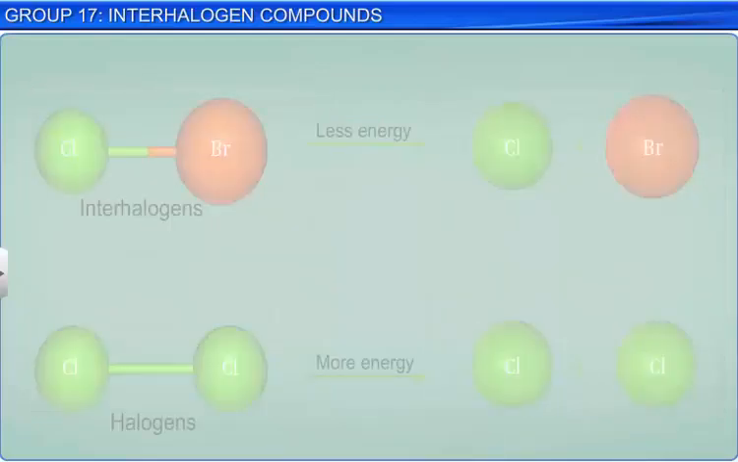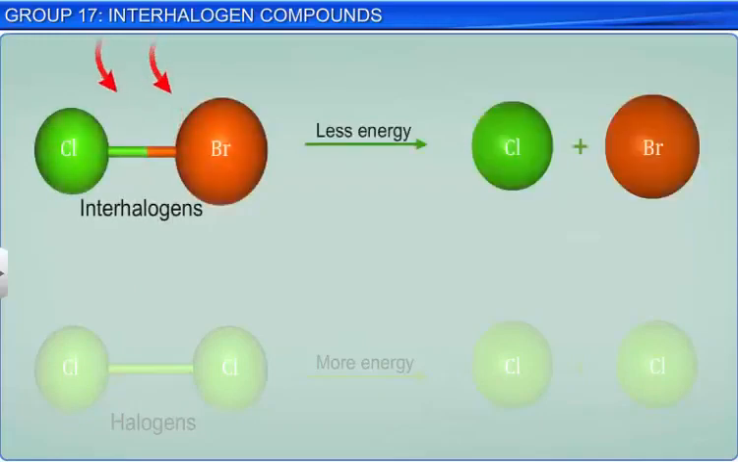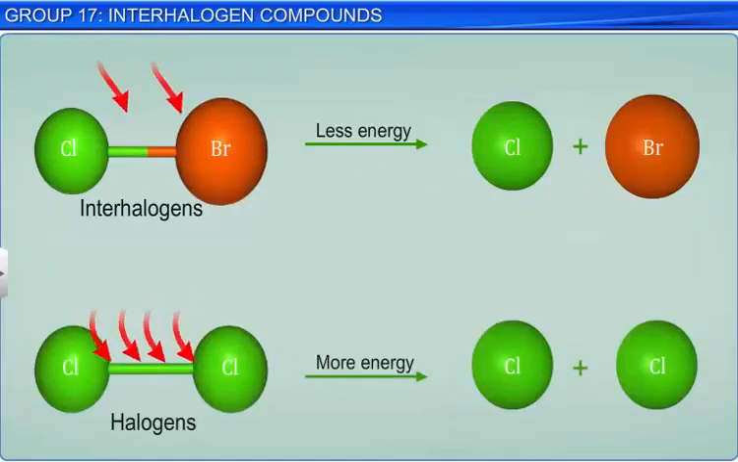Interhalogen compounds are more reactive than constituent halogens, except fluorine. This is because the A-X bond in interhalogens is weaker than the X-X bond in halogens, except the F-F bond.